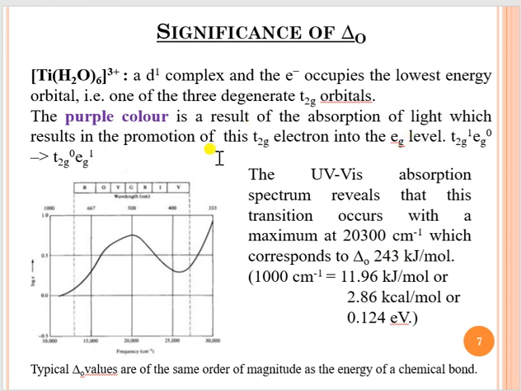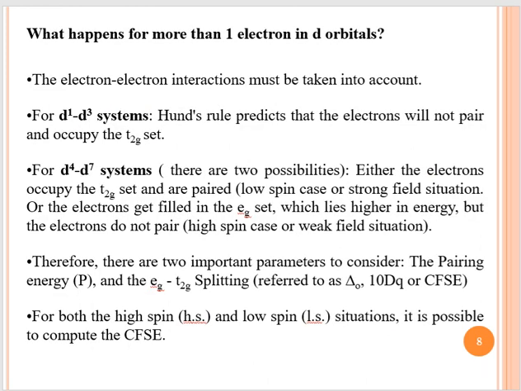With the help of CFT, we can show that this is due to the transition of this d1 electron from T2g level to Eg level, thereby giving it purple color. Now you must be thinking, what will happen when there is more than one electron? In that case, we have to take electron-electron interactions into account. For d1 to d3 systems, according to Hund's rule, electrons will not pair and they will occupy the T2g set. The T2g set has 3 orbitals.